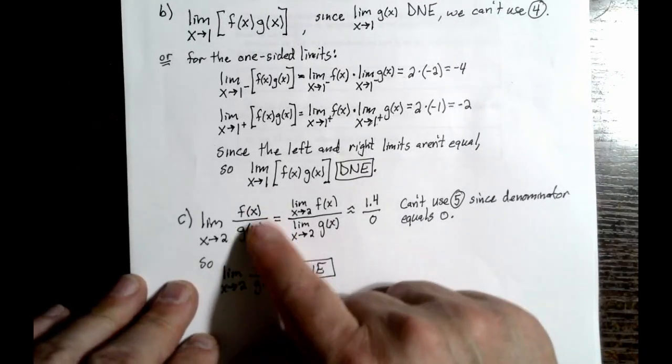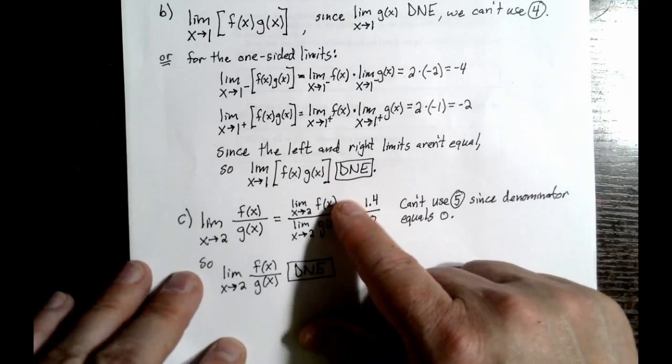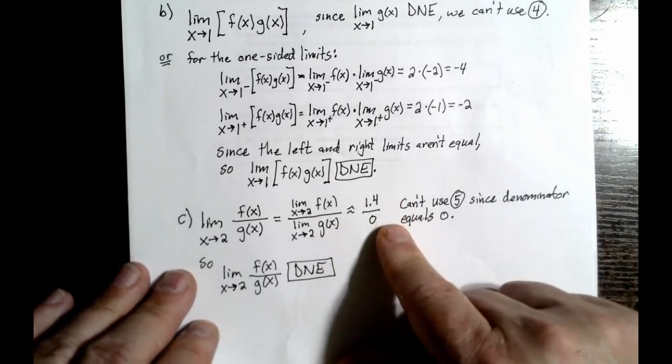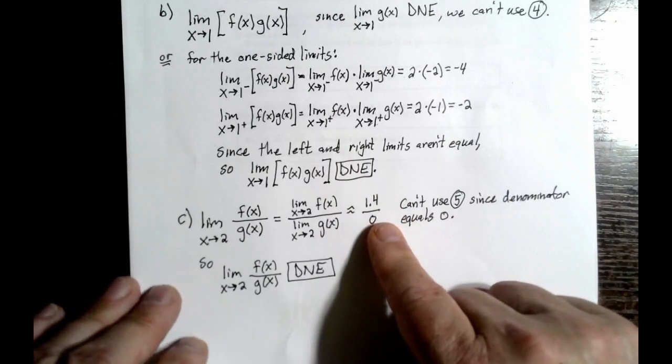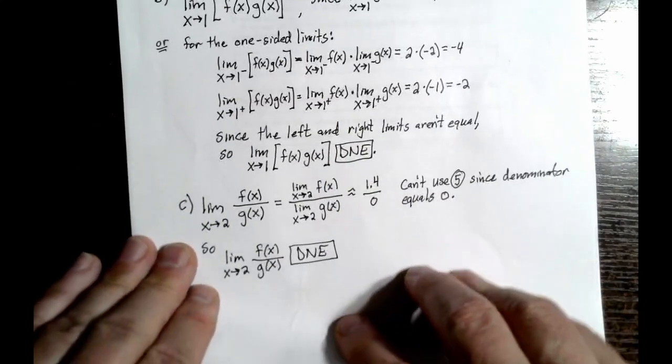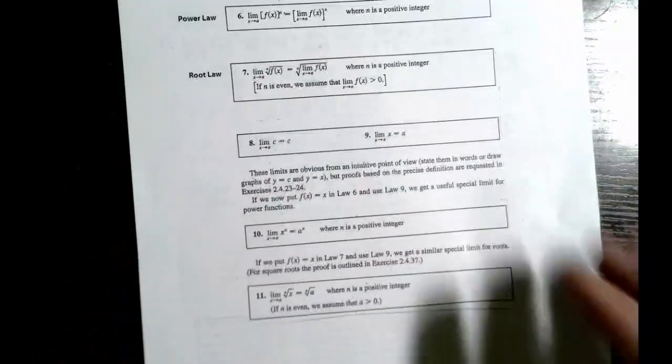Part C, what's the limit of f over g? Well, that's the limit of f over the limit of g. But the problem is the limit of g is 0, so we can't use rule 5 about quotients, and we have to say that the limit does not exist.